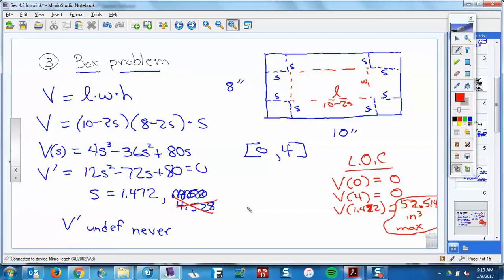It might say, what are the dimensions of the box? Well, then you got to come back here and say, okay, that's S. So that'd be the height. And then this is your length and this is your width, right? So if you want the dimensions of the box, it'd be 1.472, and you have to put 1.472 into this to get the length, and into this to get the width, right? You have your length and width and height. But you have to have this as your justification, and then the last part is answer the question. Okay? So that is what an optimization problem looks like.